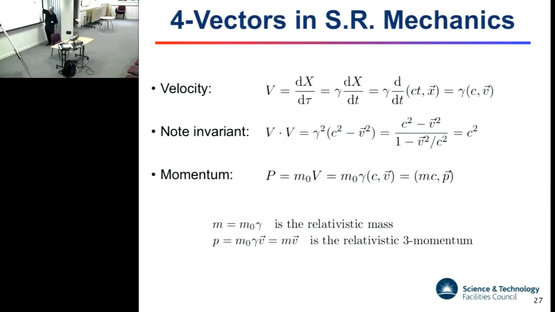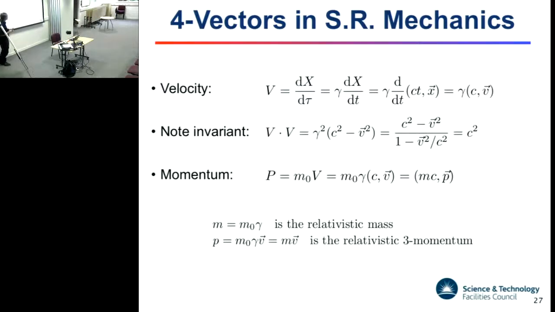that squared. I keep doing it the wrong way around. Sorry, there's 2 conventions. I should use plus, minus, minus, minus. So it's that squared minus v squared. So c squared minus v squared times gamma squared, and that gives you c squared. So v dot v is c squared.